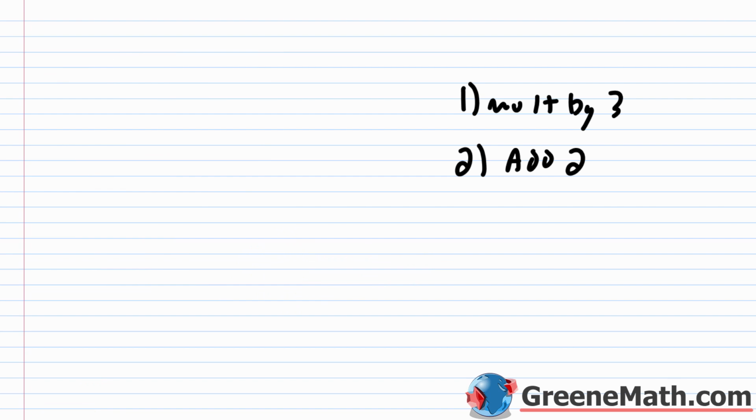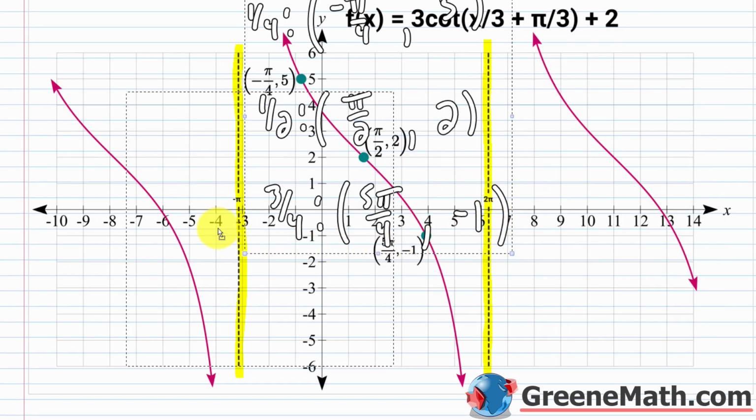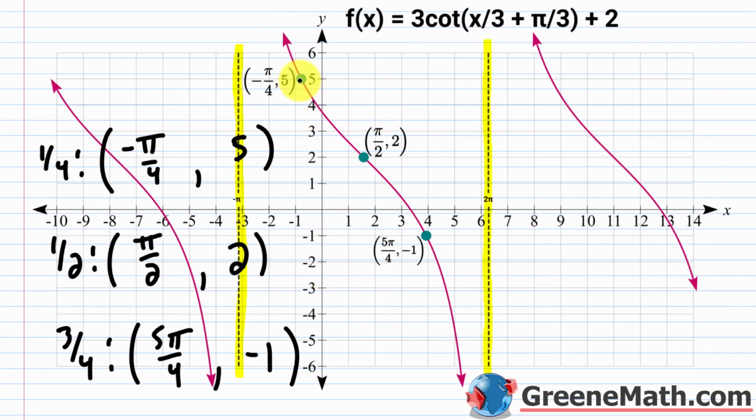So let's grab this, and let's just paste this in maybe right there. And so this point right here, a quarter of the way through, you have negative pi over 4 comma 5, so that guy right there. Then halfway through, you have pi over 2 comma 2, so that guy right there. And then 3/4 of the way through, you have 5 pi over 4, comma negative 1. So right there. Again, click the link if you want to get more points on this side or this side. I have them filled out for you on Desmos.